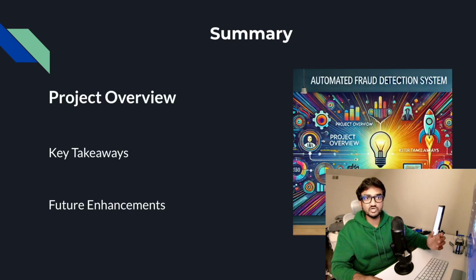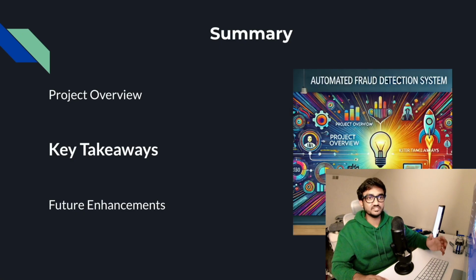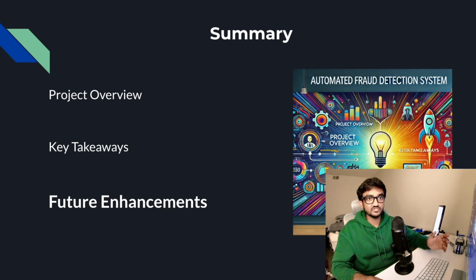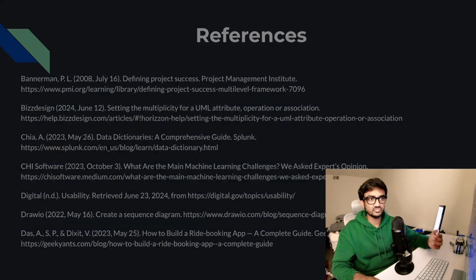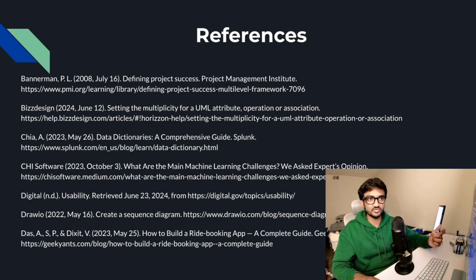To summarize, the automated fraud detection system aims to enhance fraud detection efficiency through machine learning. The key takeaways include the importance of maintainability and scalability, as well as implementing strong security measures. Looking ahead, further enhancements could include further refining the fraud detection algorithm and expanding the system's capability to cover more types of frauds. Below are the references that I used for the research and development of my project.